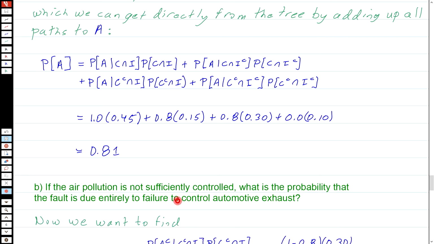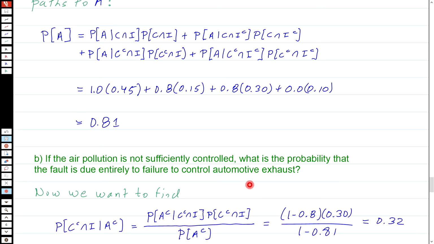If the air pollution is not sufficiently controlled, so this is given a complement, what is the probability that the fault is due entirely to failure to control automotive exhaust? Now this is a little bit tricky. We're trying to find, given air pollution is not controlled, what is the probability that it's only due to a failure to control automotive exhaust. In other words, we controlled industrial exhaust.